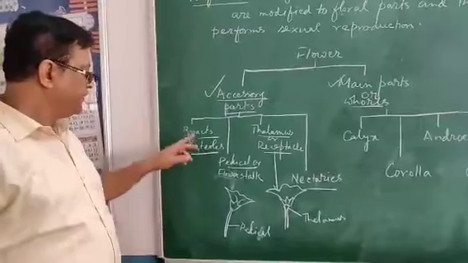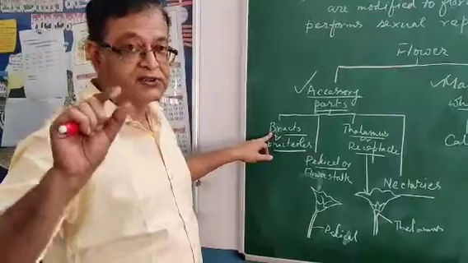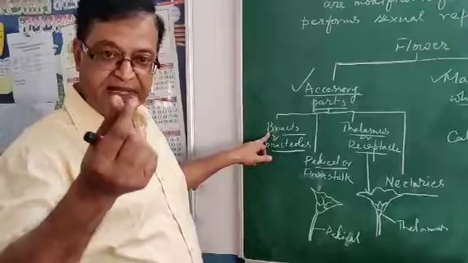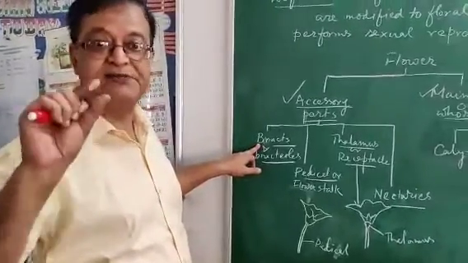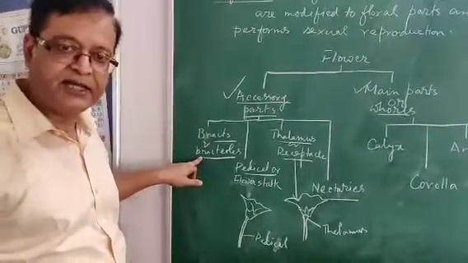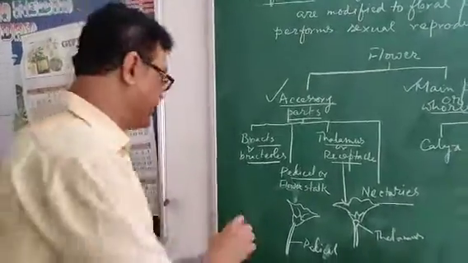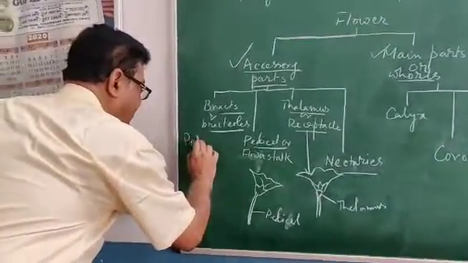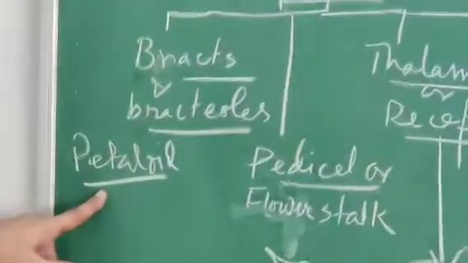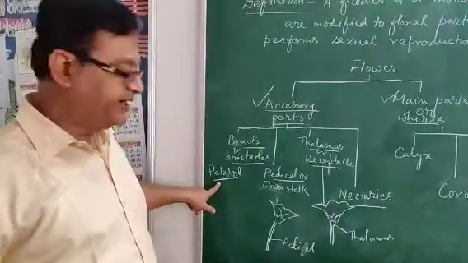Bracts are actually what? Bracts are small leaf-like structures, not leaves, green in color, from the base of which the flower arises. Sometimes it is quite big in size, sometimes it is small. When it is big, it is called a bract. When it is a little small, it is called a bracteole. Sometimes these bracts are colorful, for example bougainvillea. Then the bracts are called petaloid bracts, meaning petal-like bracts. They perform the work of petals, attracting pollinating agents.